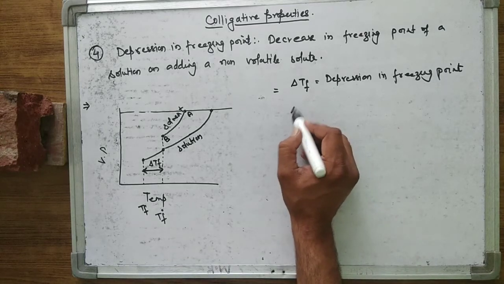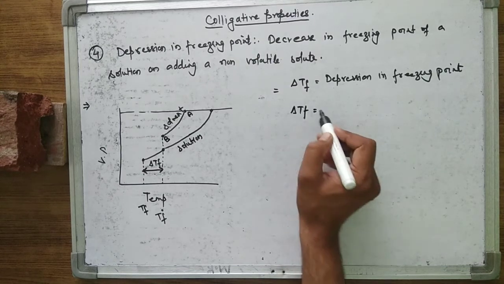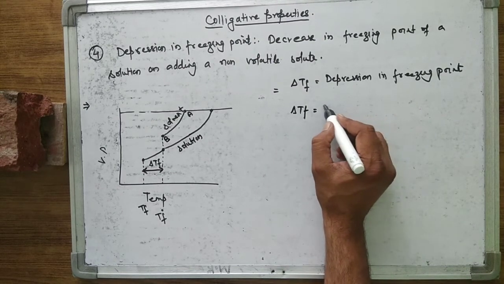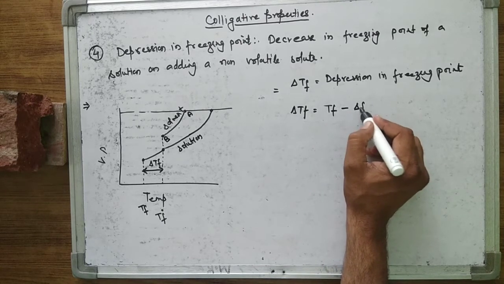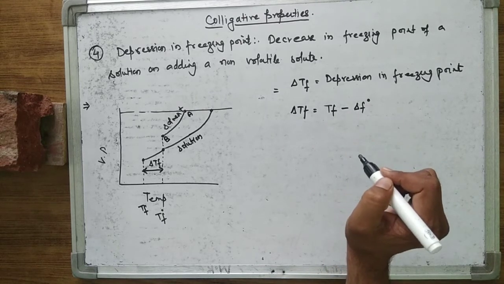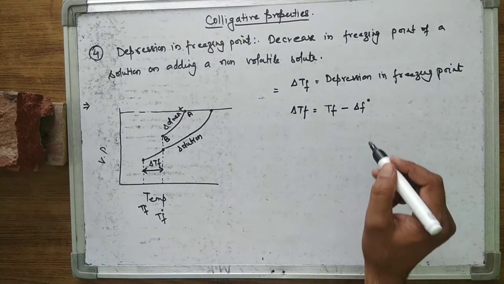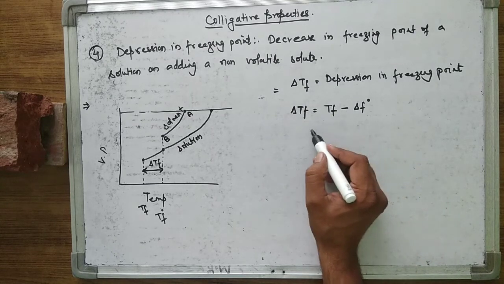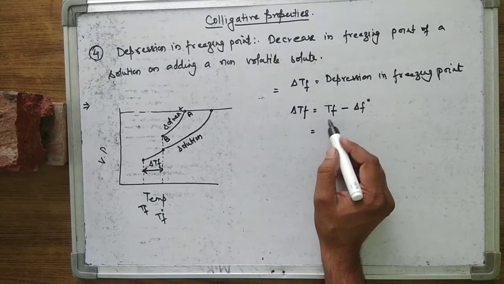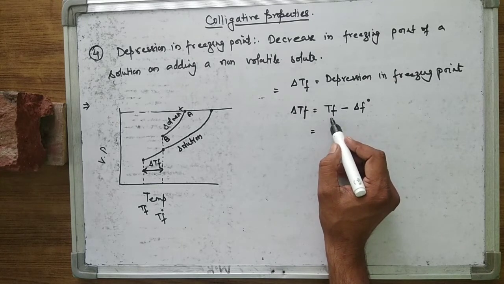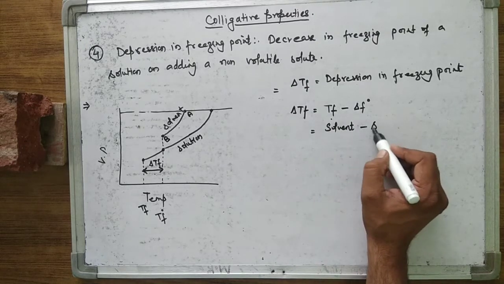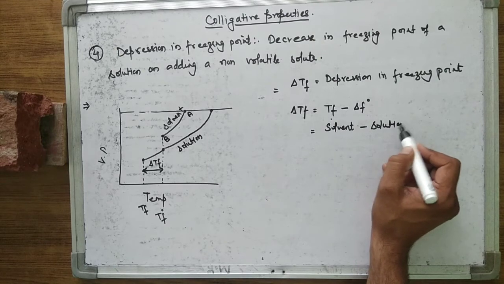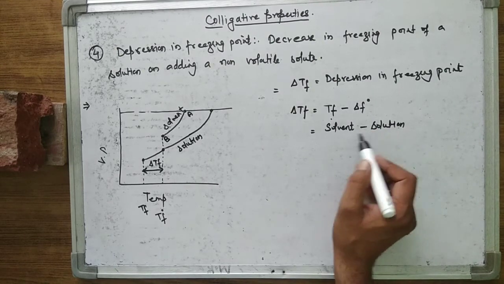Now delta TF is equal to TF naught minus TF, and its value is found to be positive, because this is the freezing point of the solvent, this is the solution, and the difference is negative and it becomes positive now.